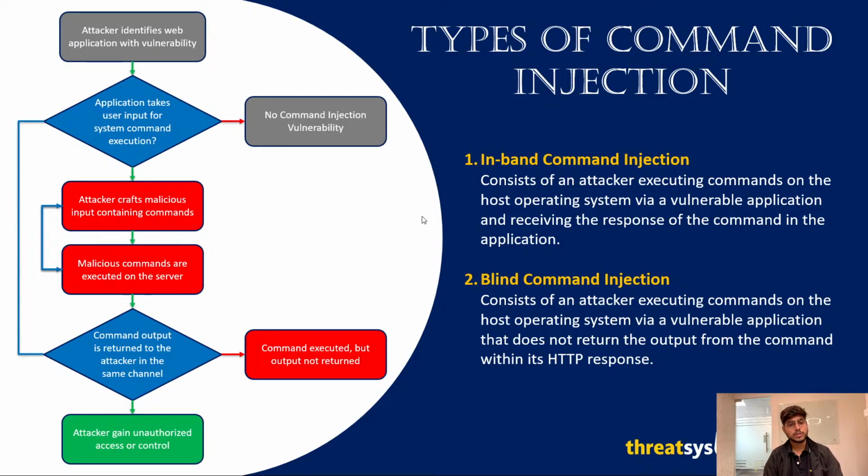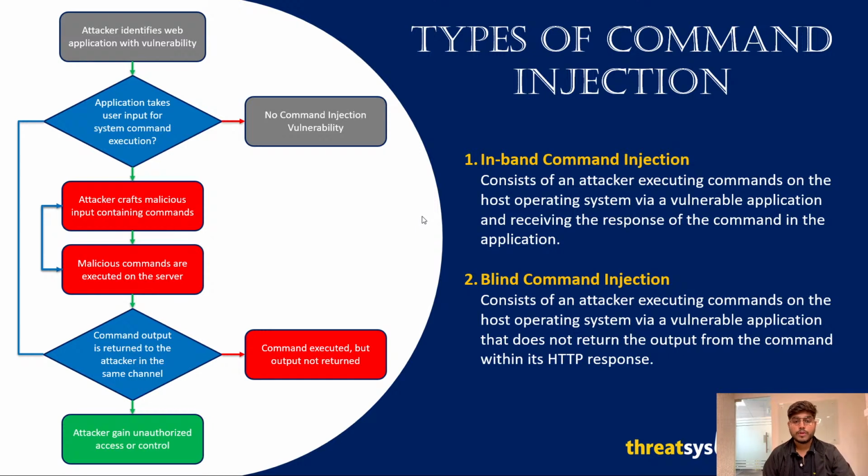Blind injection requires more skill and patience, but it's just as dangerous because the attacker gets confirmation they can eventually execute full system commands remotely. So to summarize, in-band command injection gives immediate visible output while blind requires indirect verification, but both allow arbitrary system command execution.